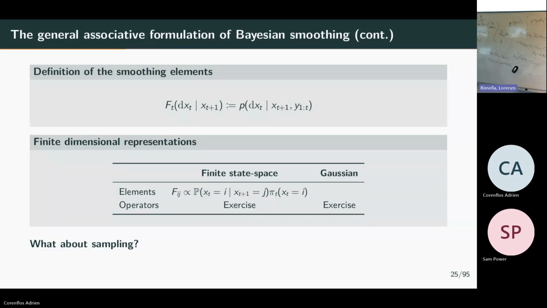So yes, to do the smoothing, there's no magic. You have to do the filtering first. You gather all the filtering results, and then you reuse them in order to define your elements. That's the only place where they appear. They just appear where you define the elements.